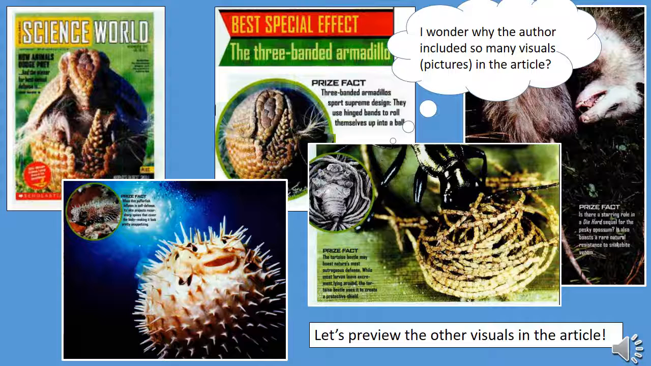So again, I wonder why the author included so many visuals in the article. Well, I think it helps us visualize and understand what's going on in the text when we have so many pictures to look at. Sometimes it's hard to imagine what these animals look like if we didn't have pictures. So I think the author chose to include lots of pictures to help us better understand the text.